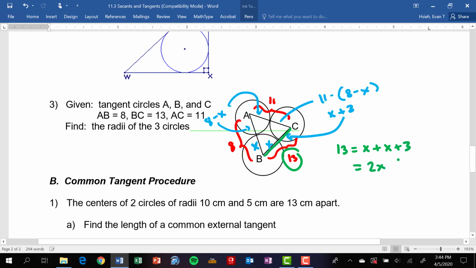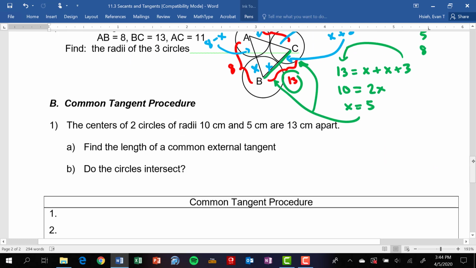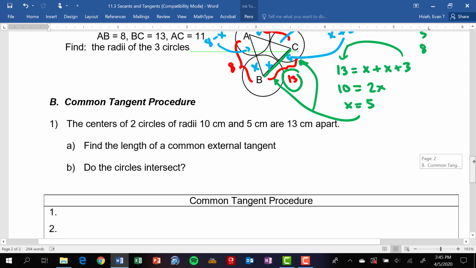or 2x equals, subtract 3 from both sides, I get 10, so x is equal to 5. And then basically I can plug in 5 for the radius right there, and plug in 5 to find the radius right there, and so on and so forth. Just get all my radii. I think it's going to be 3, 5, and 8 are my 3 different radii. Okay, so that's the first type of problem. They're called walkarounds.